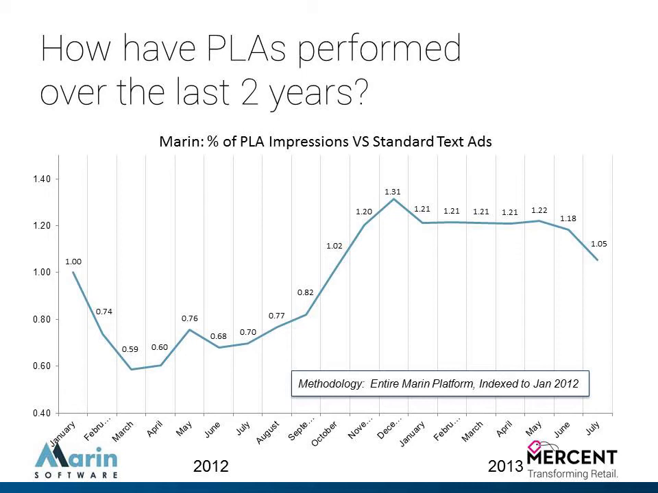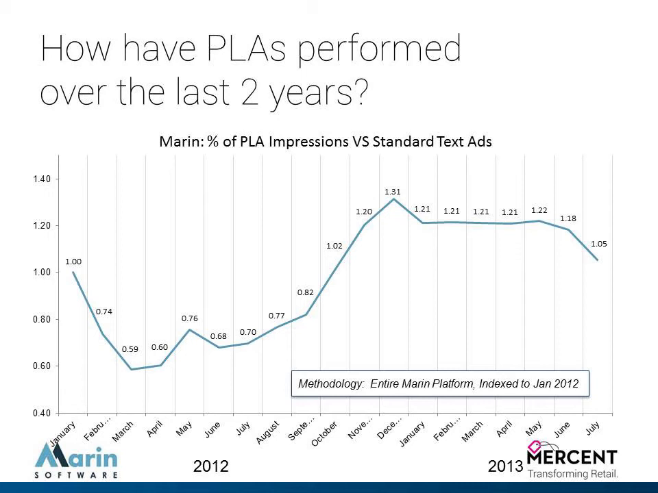So Marin took a sampling of our online advertising index, and we took a look primarily at 3 key metrics. The first one being impression share versus standard text ads, and then click-through rate and CPC. During the 2012 holiday season, from September through December, the share of PLA impressions to text ads grew 60%, and this was tremendous growth at the time.